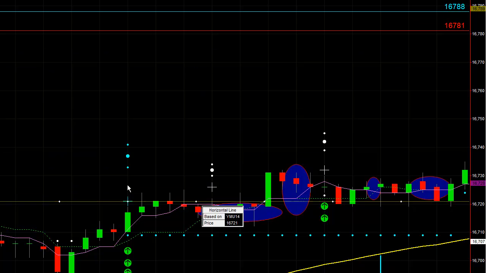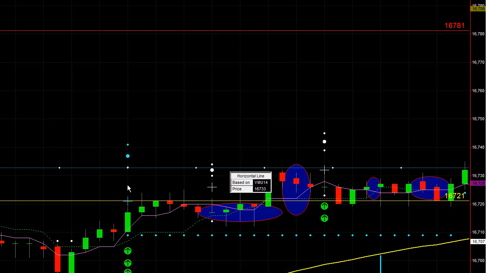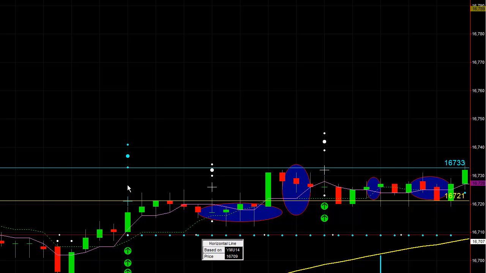So let's evaluate it. We'll put our horizontal line here. We check the first dot. Is it 10 cents? 21 to 33? Yes, it is. Did price action hit 33 before our entry? No. Did it hit stop down here? No. So therefore, it was still a valid trade.